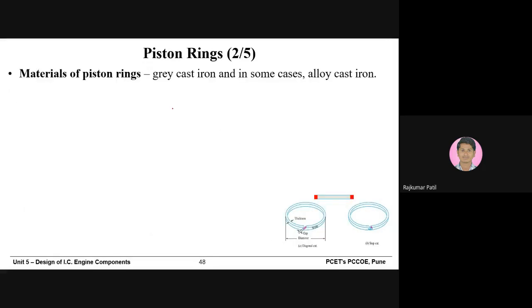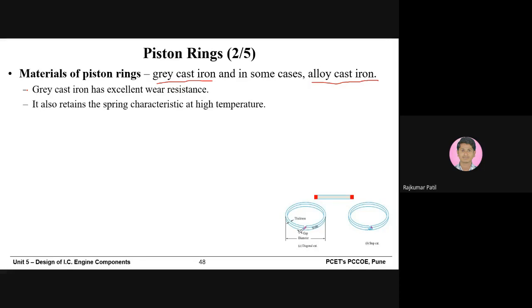Then generally gray cast iron is used for piston ring, and in some cases alloy cast iron is used as a material for piston ring, and it has some good properties. Gray cast iron has excellent wear resistance, as we see that the piston is continuously reciprocating and the piston rings are continuously rubbing over the cylinder wall, and the material should have excellent wear resistance so that it will elongate its life. It also retains the spring characteristic at high temperature.